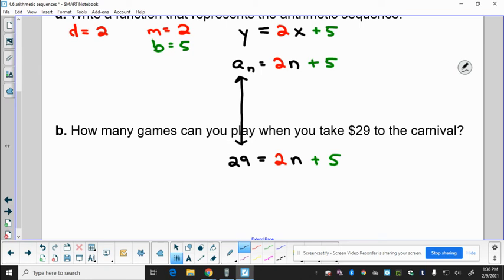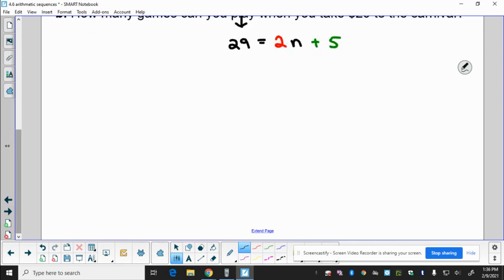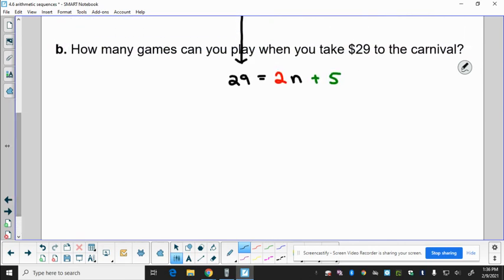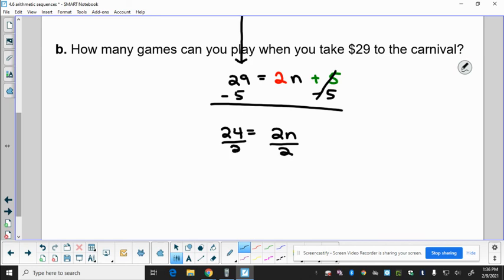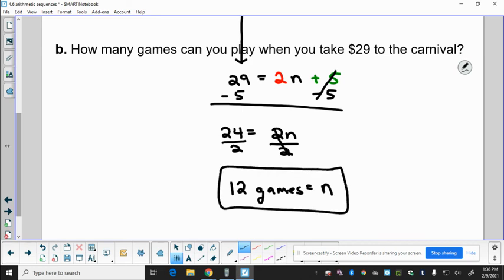Okay, so now I guess we just have to solve this equation. We have to use our solving equation skills to get this done. So I would subtract 5 from both sides. Remember what to do? Divide by 2. 12 games is n. So you have to understand what these variables represent to be able to get that job done.